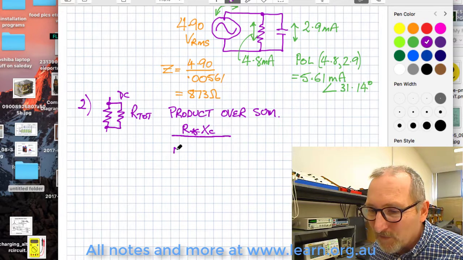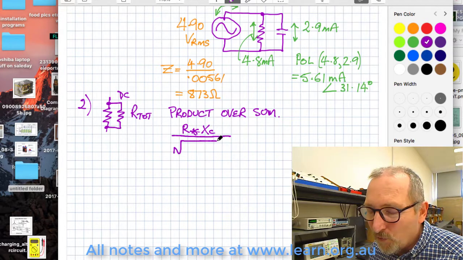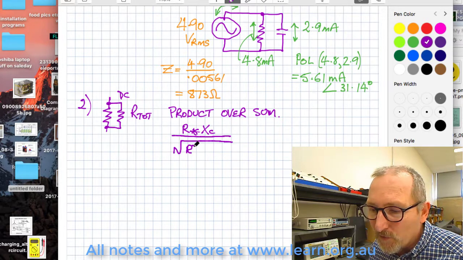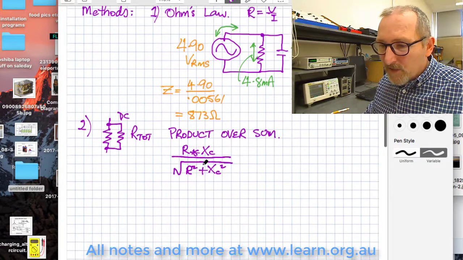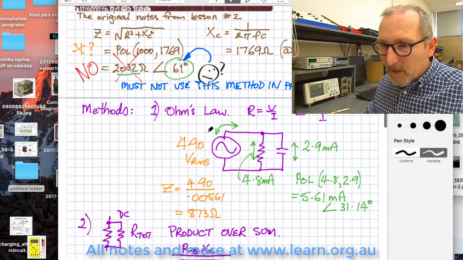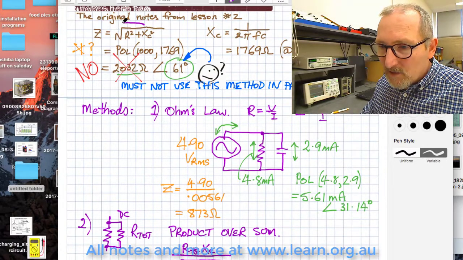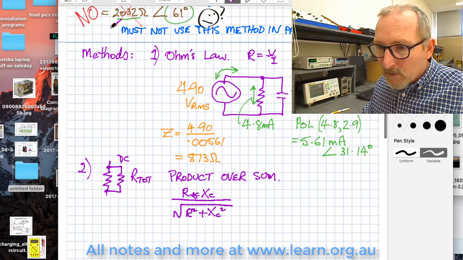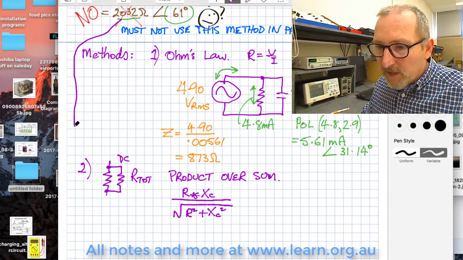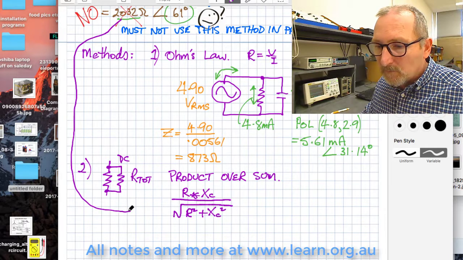So therefore we have to do a vectorial sum on the bottom. We have to have the square root of R squared plus XC squared. Ooh, that bottom line of the equation looks a little bit familiar. That's sort of the same as this, isn't it? We already had an answer for that. That answer was 2032. So we could probably bring that down here.